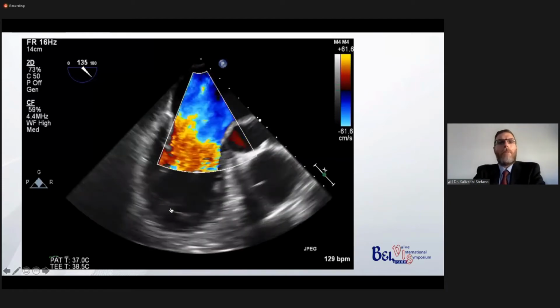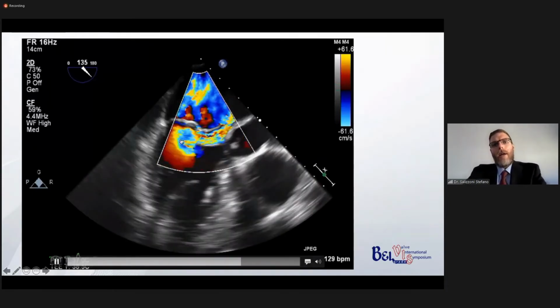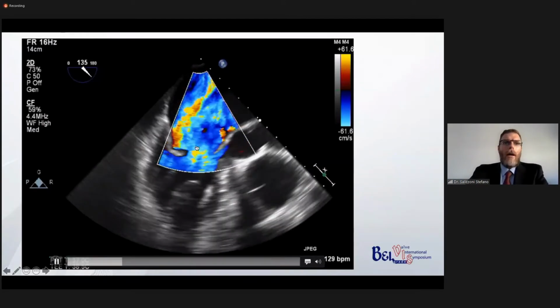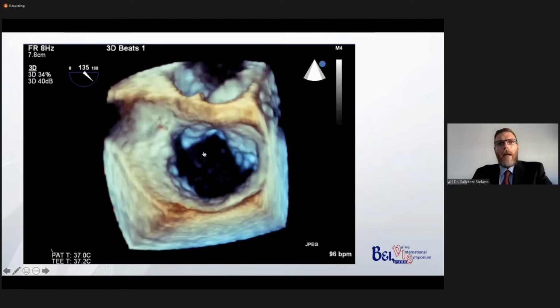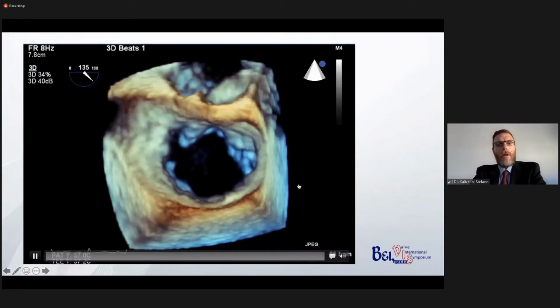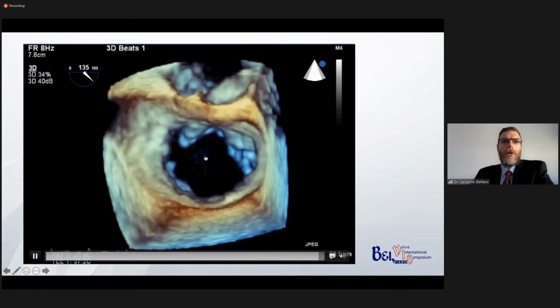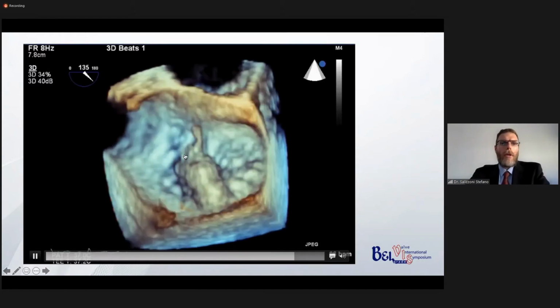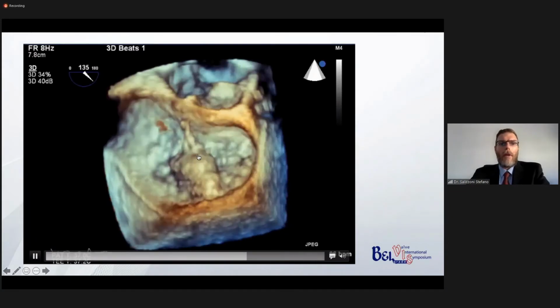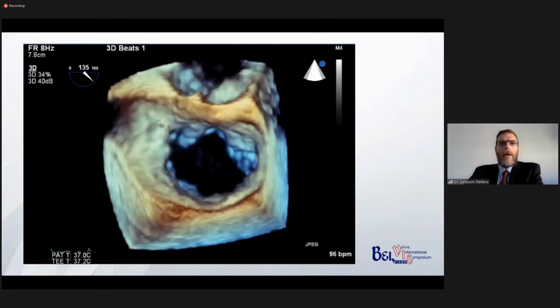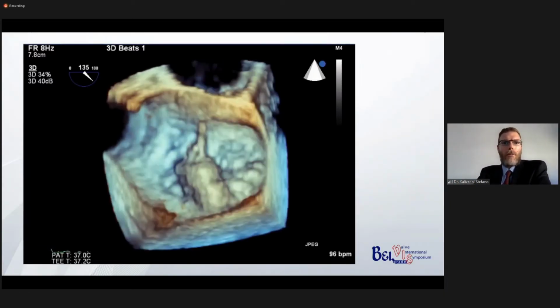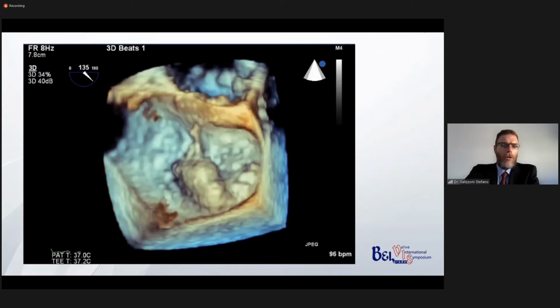So this is a classical P2 prolapse. We have a huge regurgitation, a high vena contracta, and this is a nice 3D view in which we can see a chordal rupture and the whole P2 involved, while P3 and P1 are okay, and also the anterior leaflet is okay. This patient needs surgery for sure, unless he has less than 3 months of life expectancy because of a tumor or whatever. But probably a patient like this is also very symptomatic.